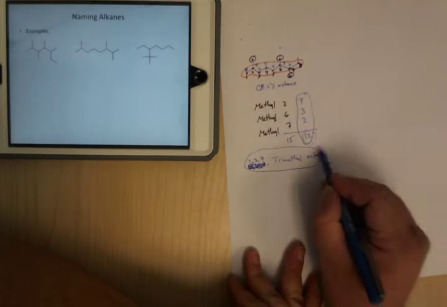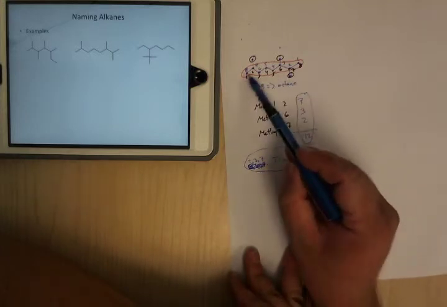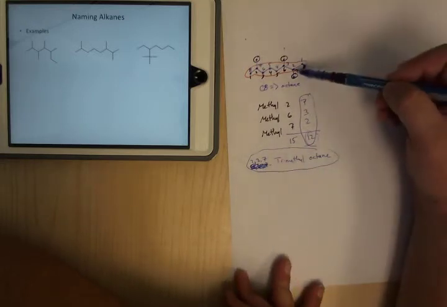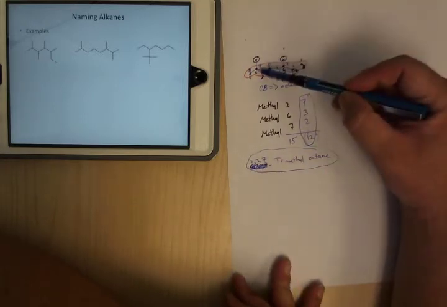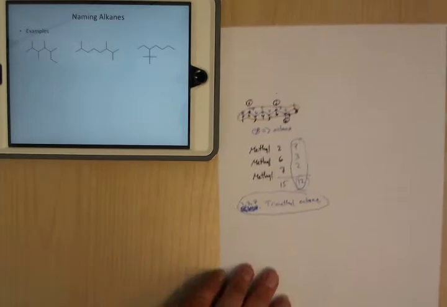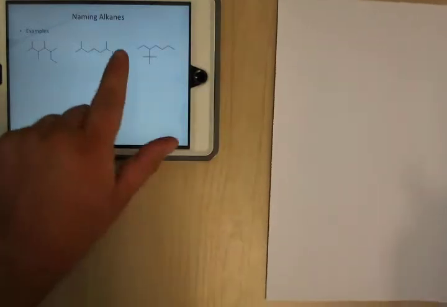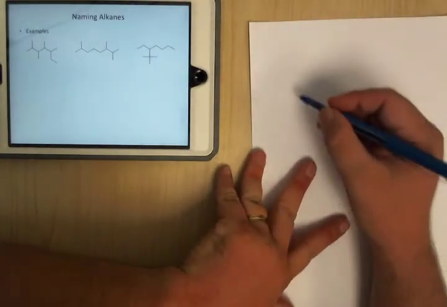So there we go. We have a main chain that's 8 long, 1, 2, 3, 4, 5, 6, 7, 8. And if you use the blue numberings, you have a methyl group at 2, one at 3, one at 7. So there we go. Okay, last one. Now this one's a little tricky, but not too bad.